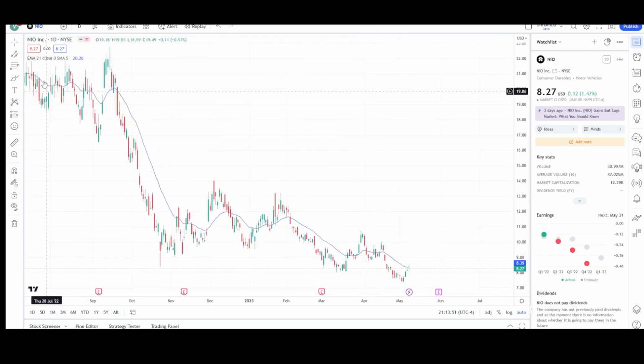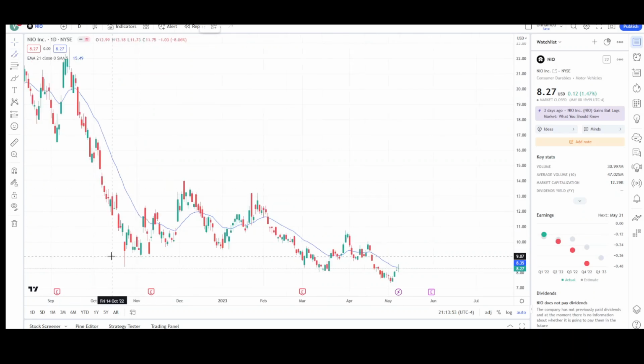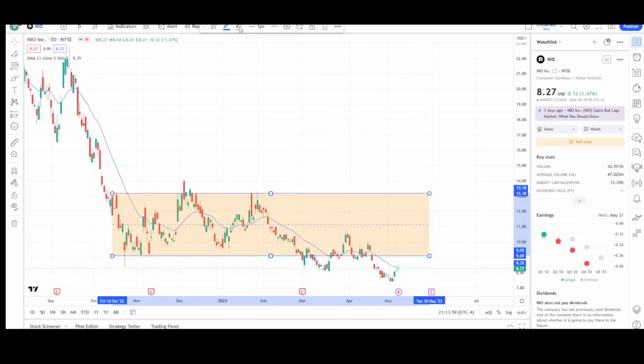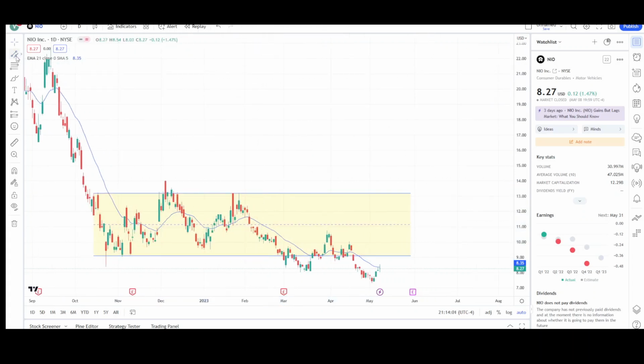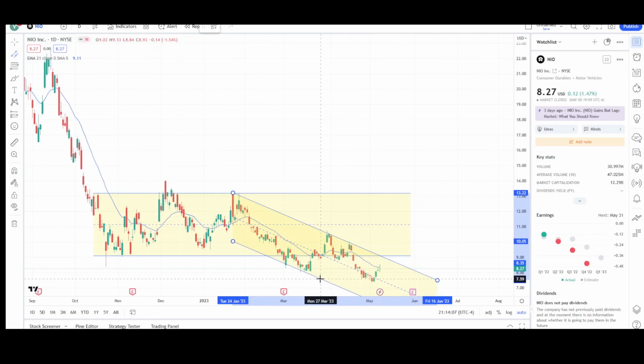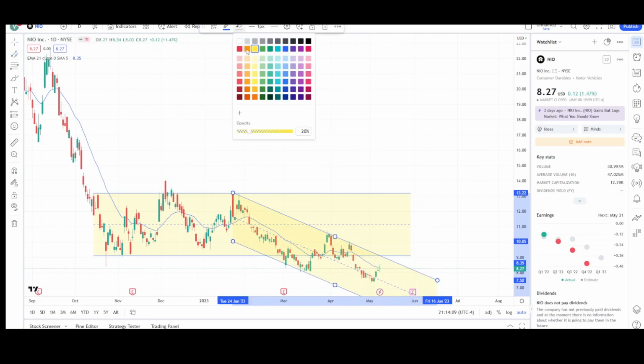Let me go and throw on the macro structure. So basically it looks like this ranging pattern is the macro structure with the downward bias. So we can go and draw a range pattern for that structure. And I mean a downward bias because we make lower lows and lower highs, so I can connect the swings. And you can see that we are in this downward channel that's pretty shallow.